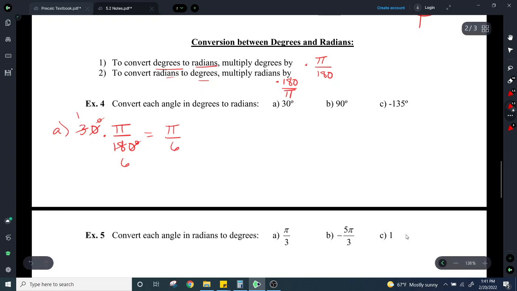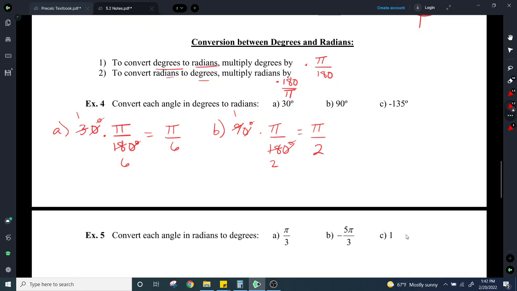That's the equivalent. Let's try the next one, 90 degrees. So we're going to multiply that by pi over 180 degrees. Of course, the degrees cancel. The zeros are going to cancel out. 9 goes into 18 twice. So that leaves me with a value of pi over 2. Right? 1 times just the pi over 2 after I reduce.